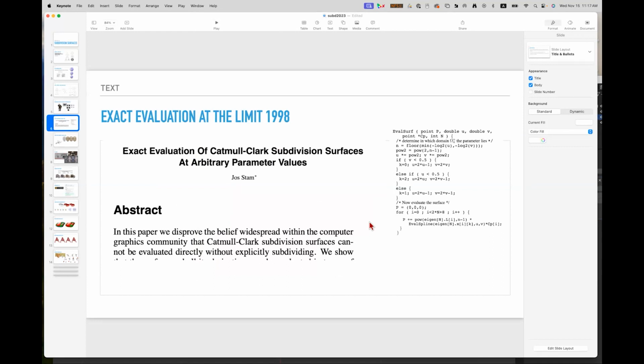And you can see I've plopped in the abstract there because I just wanted to talk about this perception overall that folks tend to have that subdivision surfaces are hard. And in some sense, they are hard. There's a lot of math, and it's dense walls of equations when you look at these papers. But it's really not that bad. And Stam says, in this paper, we disprove the belief widespread within the computer graphics community that Catmull-Clark subdivision surfaces cannot be evaluated directly without explicitly subdividing.